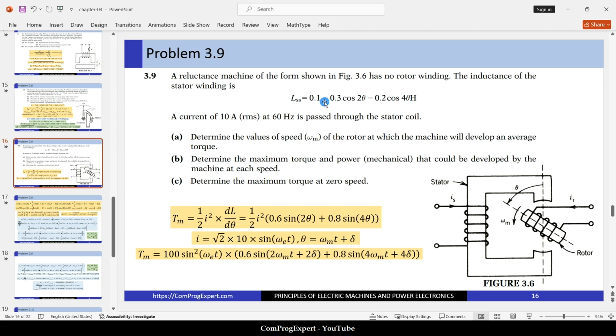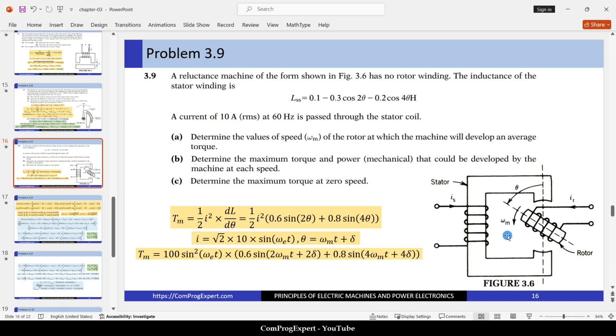This function has a constant term and these two varying terms, cosine of 2 theta and cosine of 4 theta. A current of 10 amps at 60 hertz is passed through the stator coil. A. Determine the values of speed omega m of the rotor at which the machine will develop an average torque.